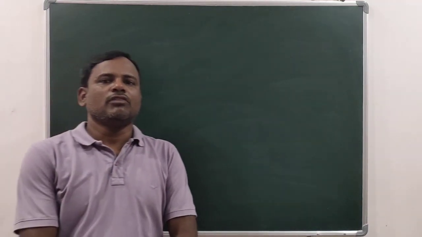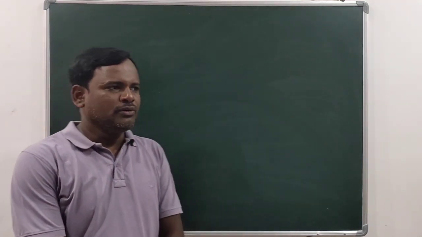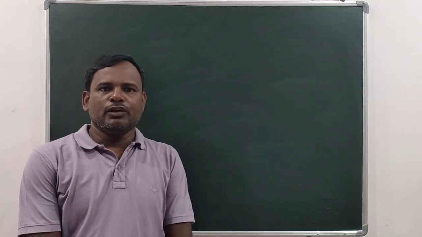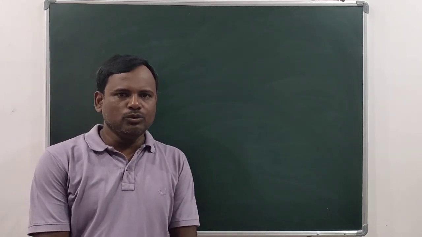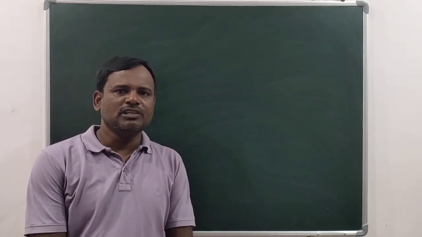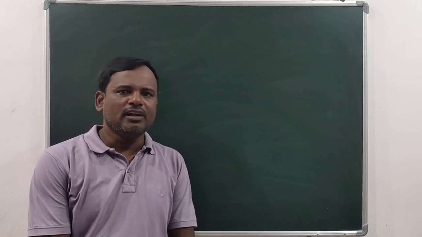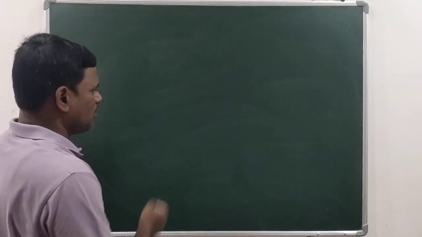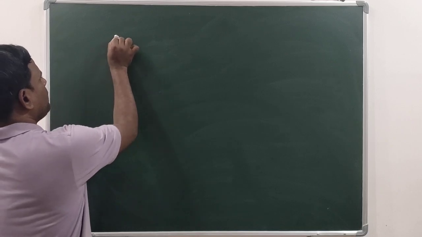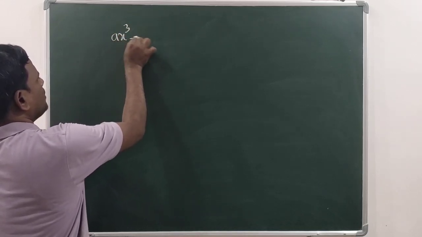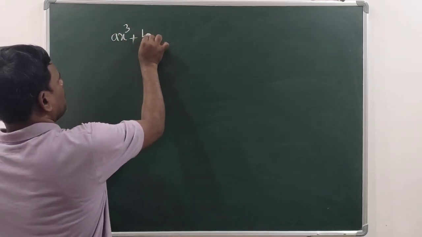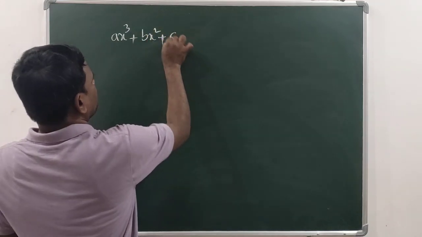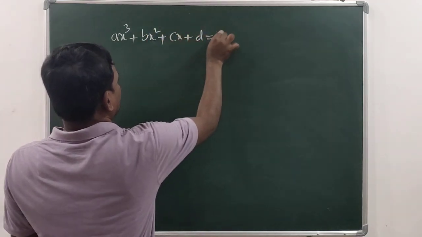In this class, now I am going to explain to you the conditions for a cubic polynomial if whose roots are in arithmetic progression, geometric progression and harmonic progression. Now let us consider a cubic polynomial equation be ax cube plus bx square plus cx plus d equal to 0.